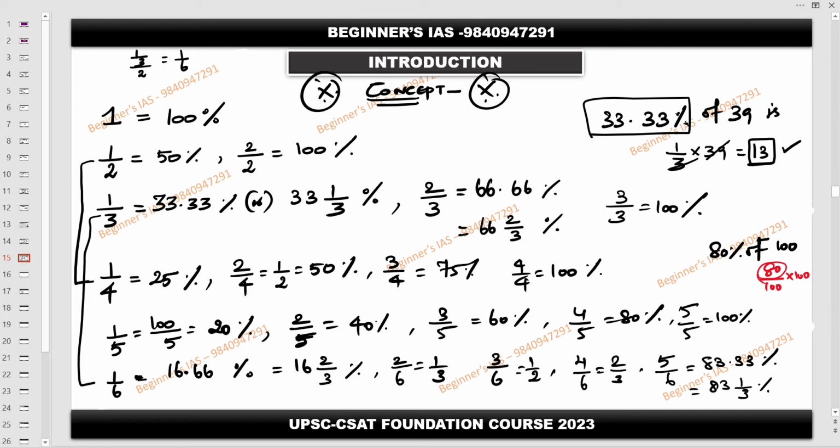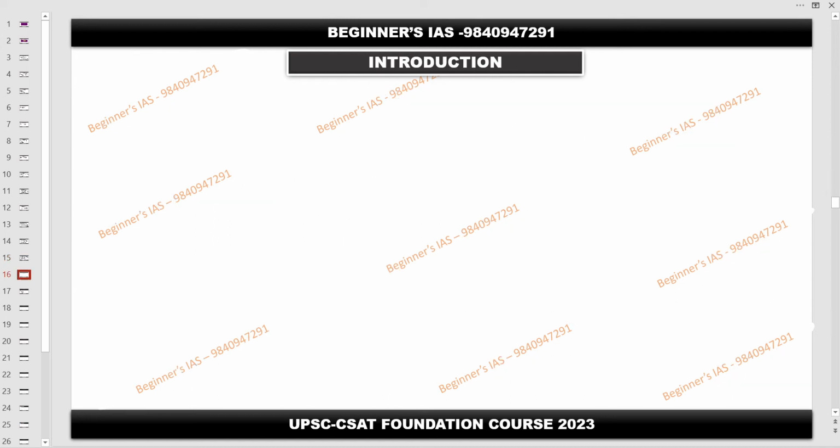If you are having a doubt, please clarify now itself. These are all very important conversions. Clear? Sir, can you explain how 16.66 comes? You have to divide 1 by 3 by 2 in order to get 1 by 6. Therefore 33.33 can be divided by 2. Understood? Fine.